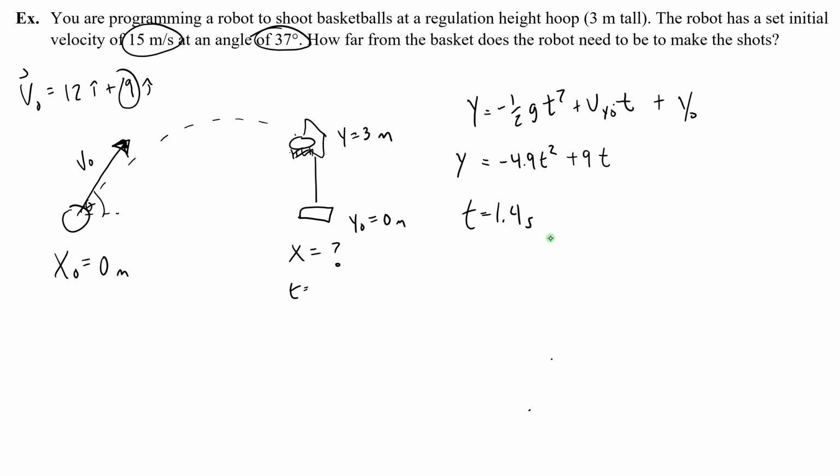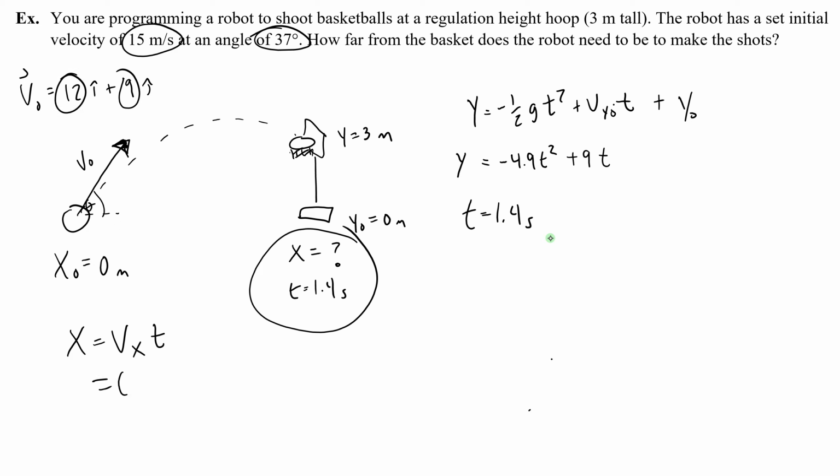So I use that 1.4 seconds to work out my equation for x and figure out how far away it needs to be. So my initial position is 0. I get rid of that. My x velocity is 12. So 12 meters a second times 1.4 seconds is going to give me 16.8 meters. So that's how far away this robot needs to be so that it makes a swish.